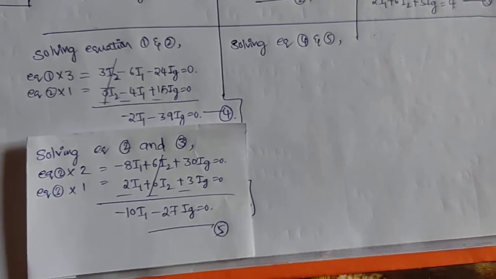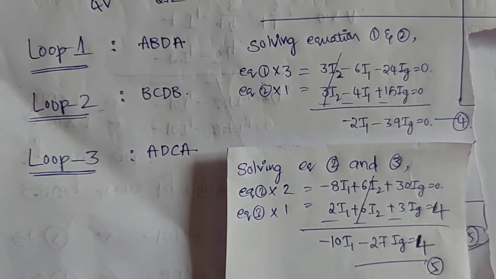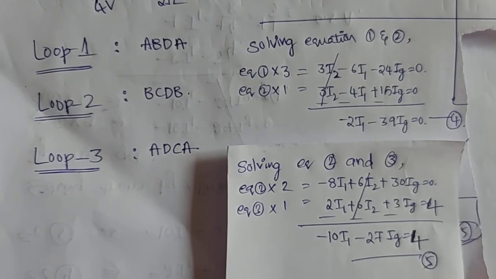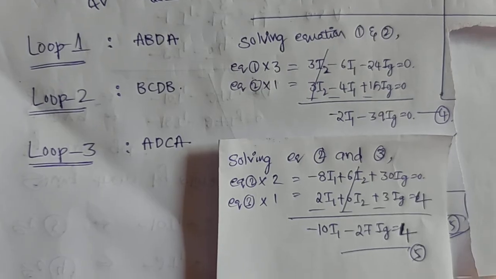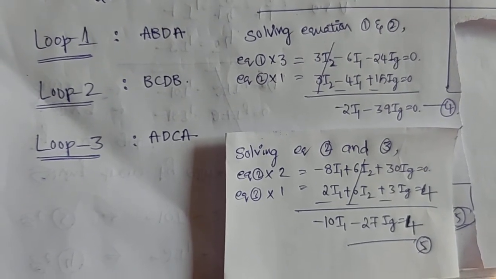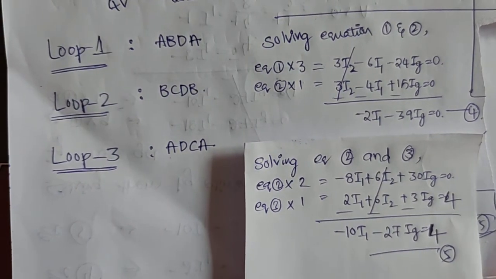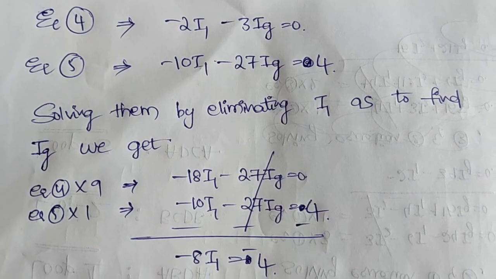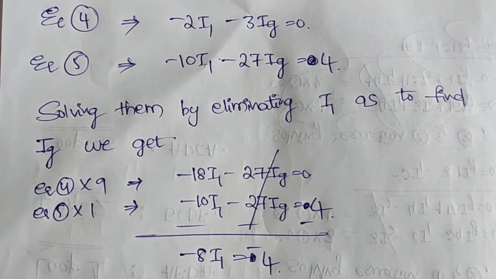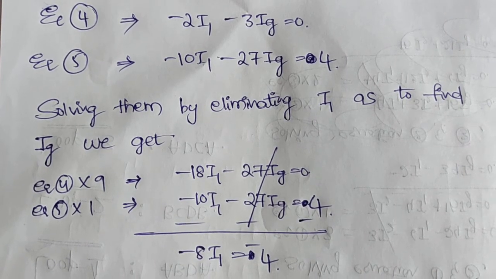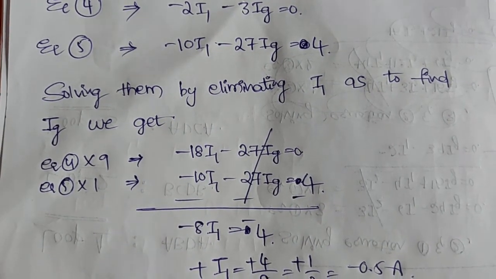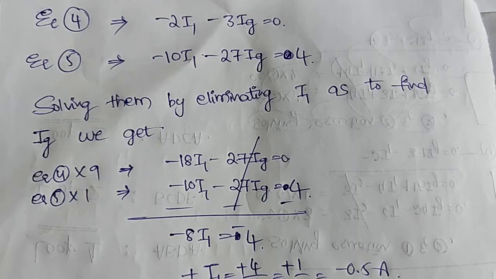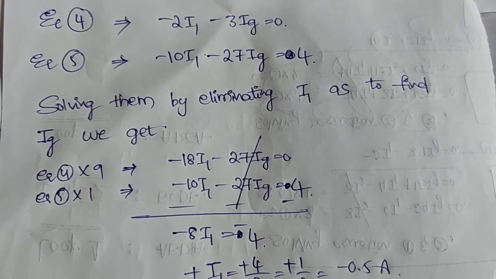By solving equations 1 and 2, we got equation 4, that is minus 2I1 minus 3Ig equals 0. As we have to eliminate the same term I2 in equations 2 and 3, we got equation 5, minus 10I1 minus 27Ig equals minus 4. Here it is equal to minus 4 as we have multiplied on both sides. Considering equations 4 and 5, we solve them by eliminating I1 to find Ig. We are finding Ig, so we have to eliminate the other term, that is I1.